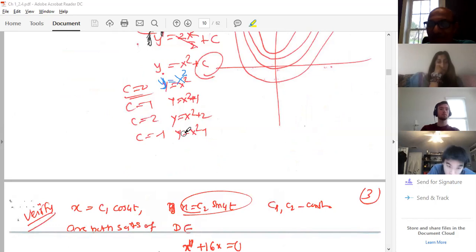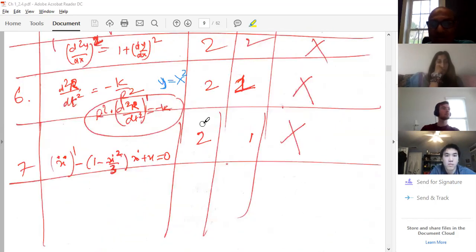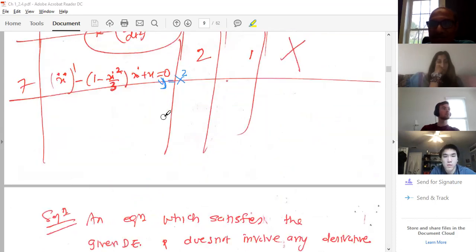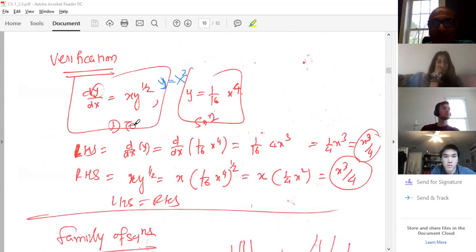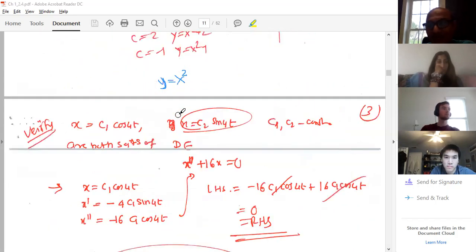Verification. Example number 1, whatever I solved over here, this was your example 1. Now let's go for example 2, and example 3 in your practice test. Example 3: x equal to c1 cosine 4t, y equal to c2 sine 4t. C1, C2 are just constants. Both are solutions of this differential equation, x double dash plus 16x equal to 0.